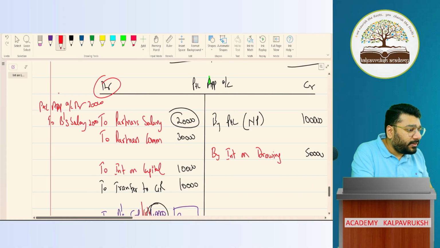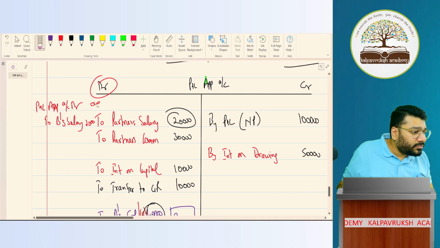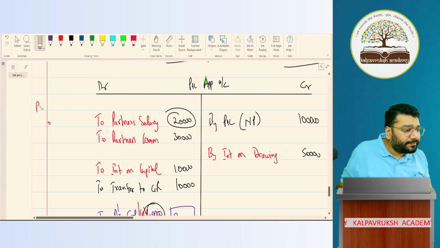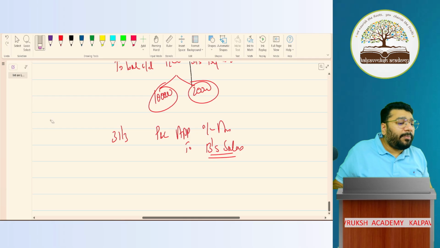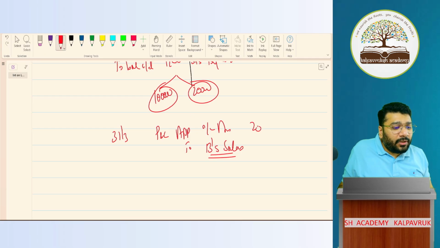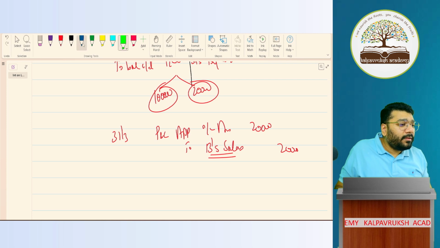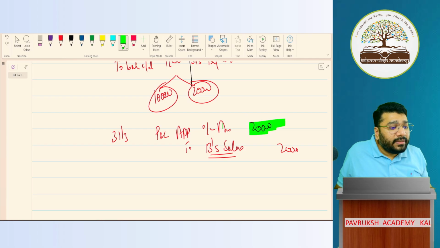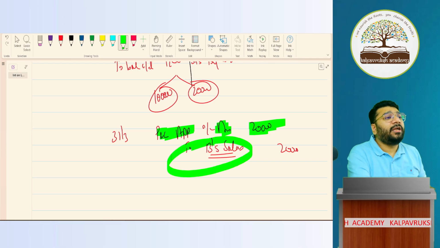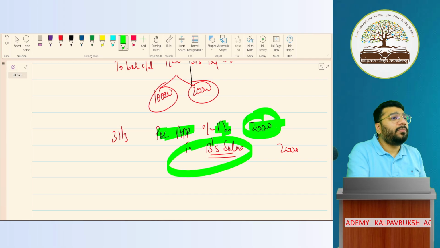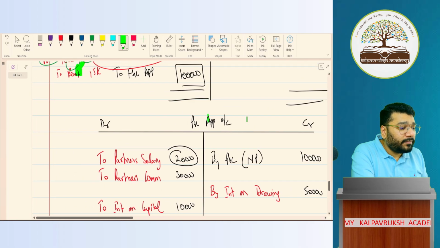I don't have space here. I'll do it there itself. Leave it, you can do it wherever you want. P&L appropriation to B's salary, 20,000, 20,000. Now, how do I record it? Record this 20,000 where? On the debit side of appropriation. Who is the opposite party? To B's salary. To B's salary, this 20,000 will come.